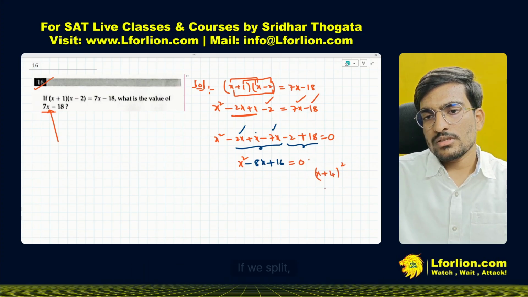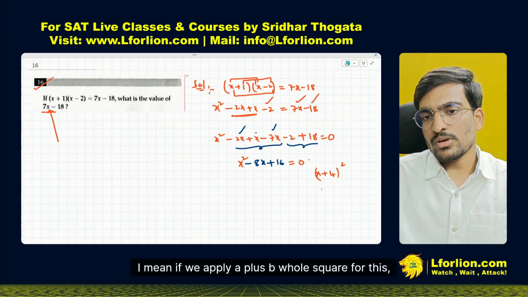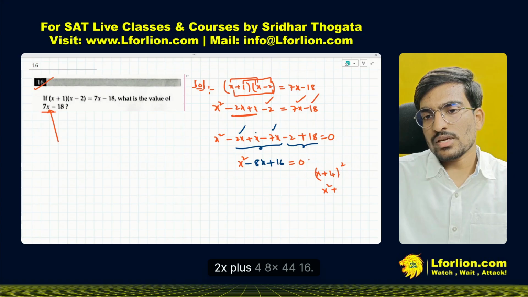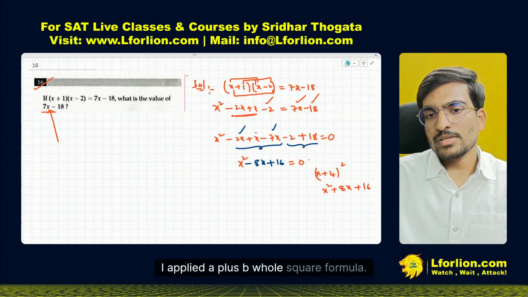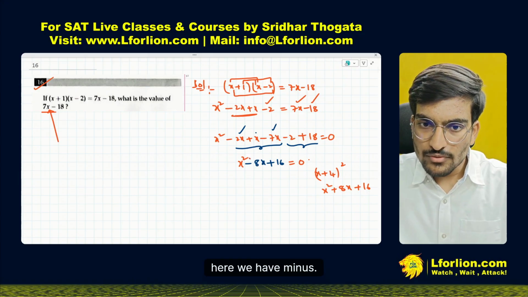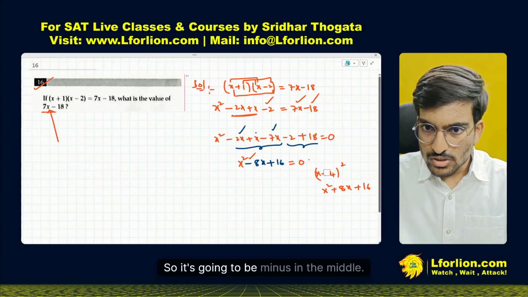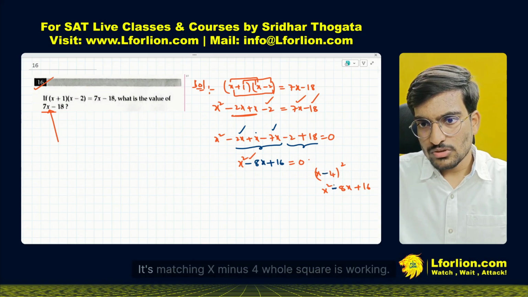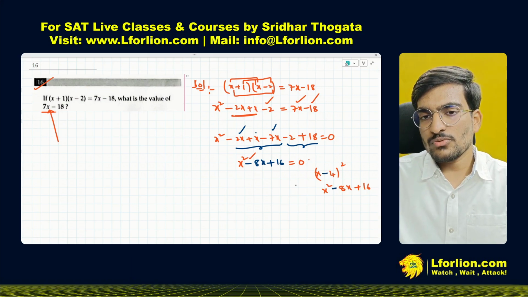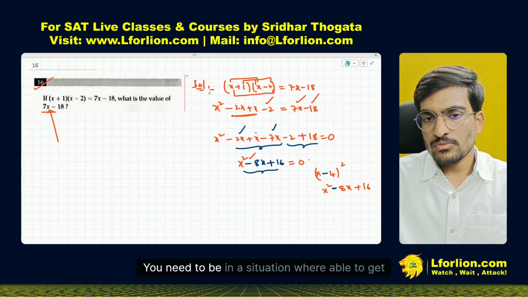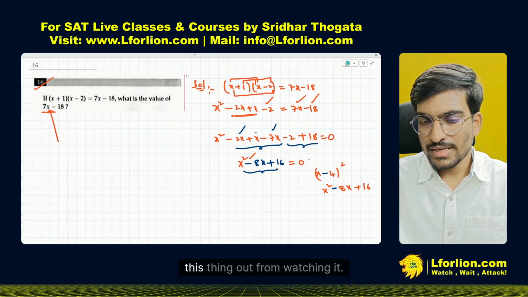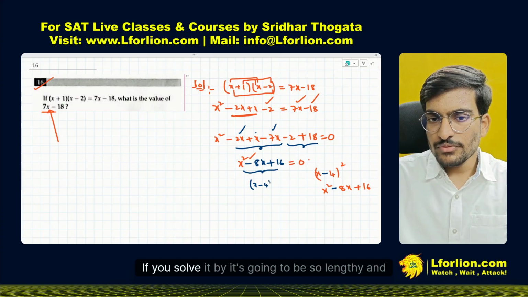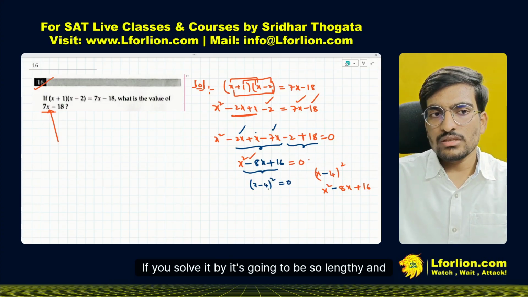If we apply the a plus b whole square formula, it's going to be x square plus 2 into x into 4, which is 8x, plus 4 square, which is 16. Oh, here we have minus, so it's going to be minus in the middle. So x minus 4 whole square is matching. This is the fastest way. You need to be in a situation where you're able to spot this just from looking at it. If you solve it by equation, it's going to be so lengthy and time consuming.